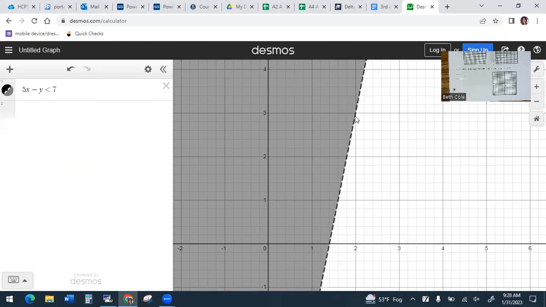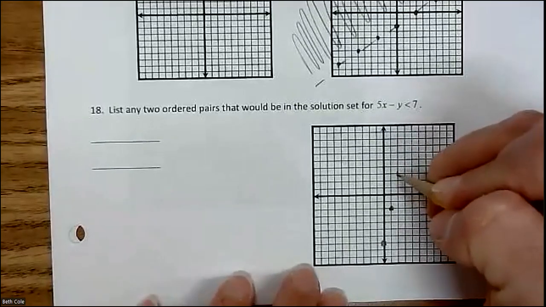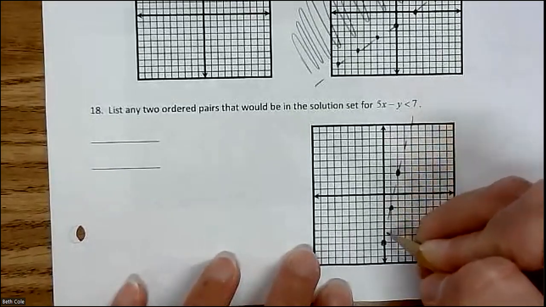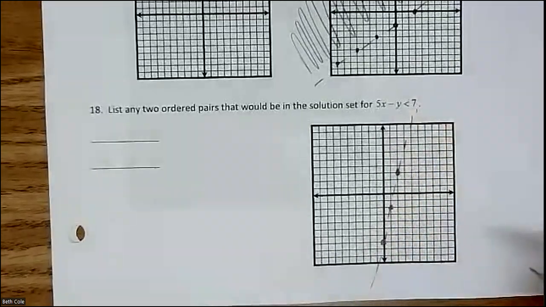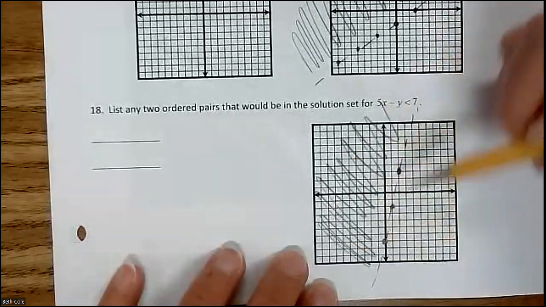3, 2, 3. Do you see that one? So 2, 3, we can also put. So 2, 3. What kind of line is it? It's a dotted line. Yeah, it's a very steep line. And then it was shaded on this side.